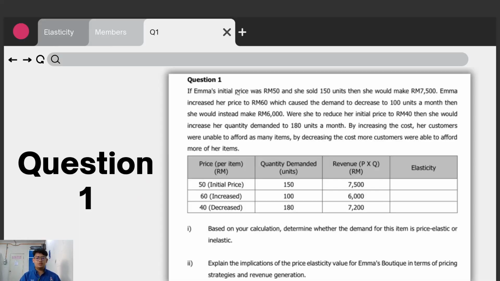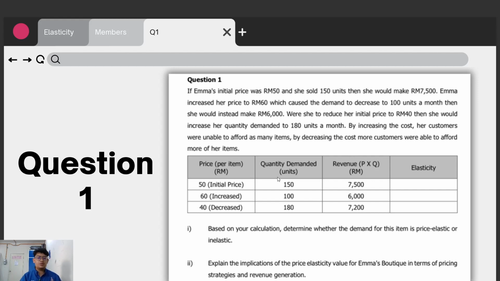If Emma's initial price was 50 ringgit and she sold 150 units, then she will make 7,500 ringgit. Emma increased her price to 60 ringgit, which caused the demand to decrease to 100 units a month. Then she would instead make 6,000 ringgit. Were she to reduce her price to 40 ringgit, then her quantity demanded would increase to 180 units a month. By increasing the cost, her customers were unable to afford as many items. By decreasing the cost, more customers were able to afford more of her items.